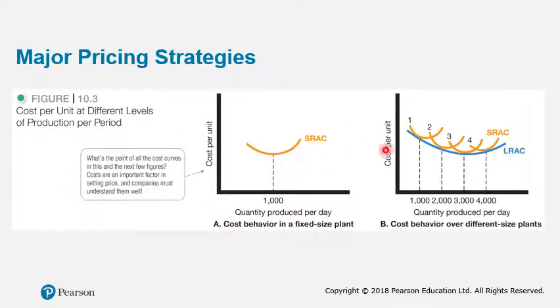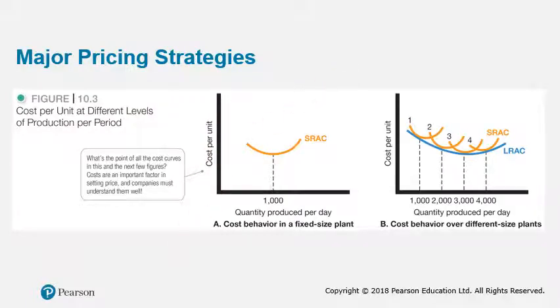This is just an explanation of the cost per unit at different levels of production per period. I don't think I have to explain this to you, because you are a finance student. You should know about the quantity produced and also the cost per unit. As you know, fixed cost typically is a straight line, while the variable cost is a graph that is going up.